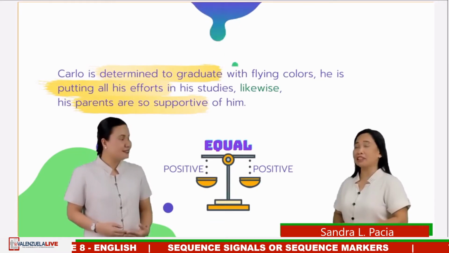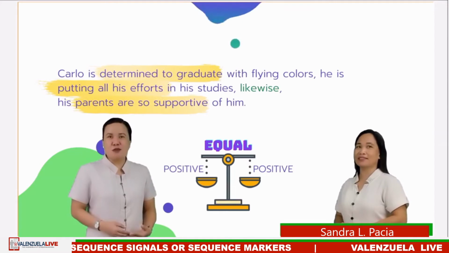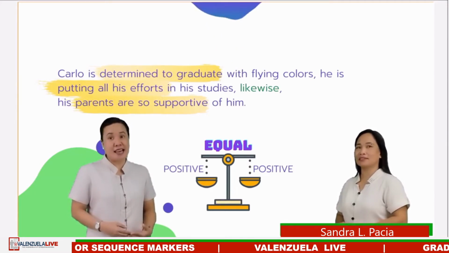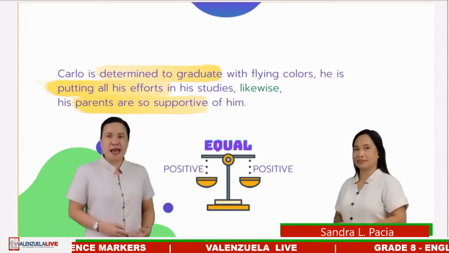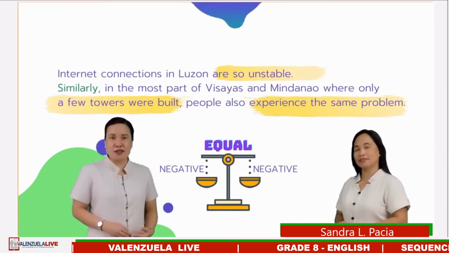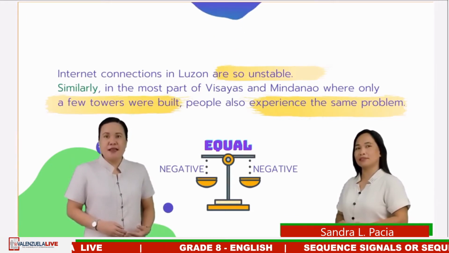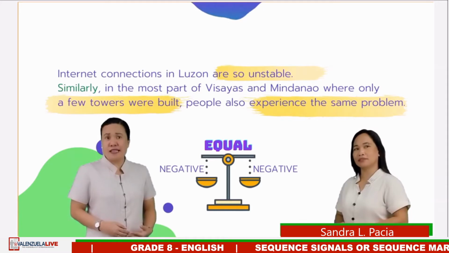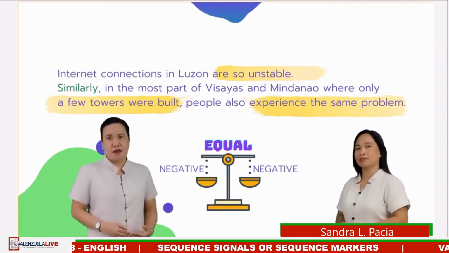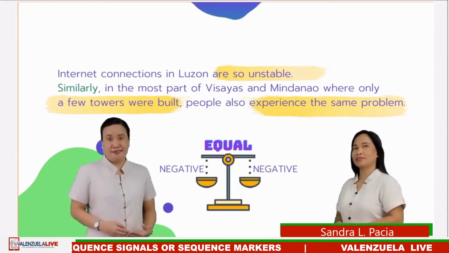Can we use negative proposition in this type? Yes, you need to make all the propositions negative to make them equal in status. For example, internet connections in Luzon are so unstable. Similarly, in the most part of Visayas and Mindanao where only few towers were built, people also experience the same problem.